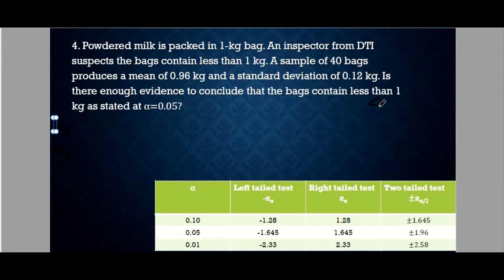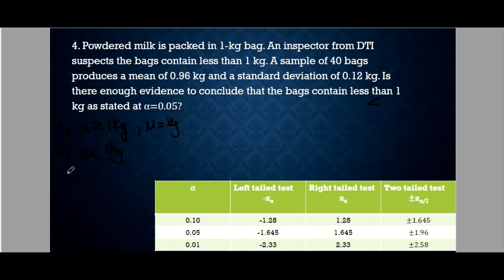So this is less than, meaning this falls on the alternative hypothesis. So less than 1 kilogram. Therefore, our null hypothesis is greater than or equal to 1 kilogram, or again, you may use the equal symbol. Either of these two will do.